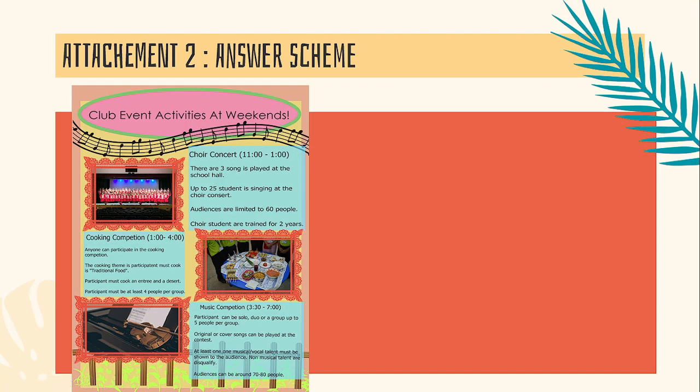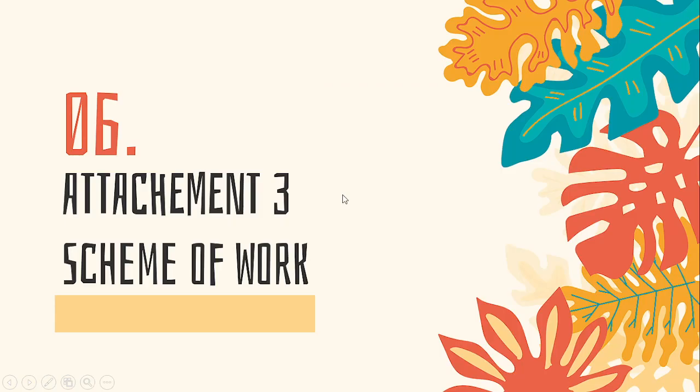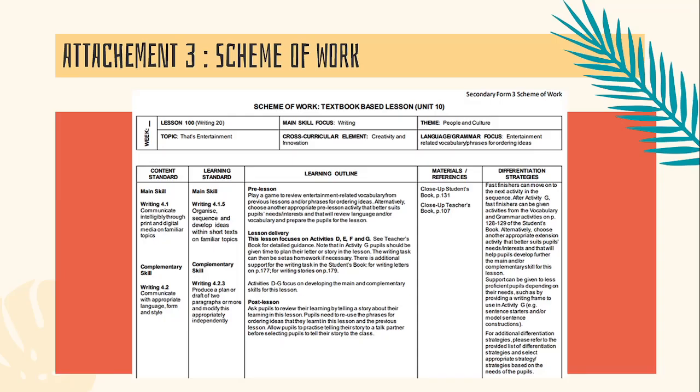So here's Attachment 2, which is the answer scheme. Okay, as you can see, the club activity answers are in the blue boxes here as well. So this is for the teachers to check the answers. Okay, so here's Attachment 3 to the lesson plan, which is the scheme of work.